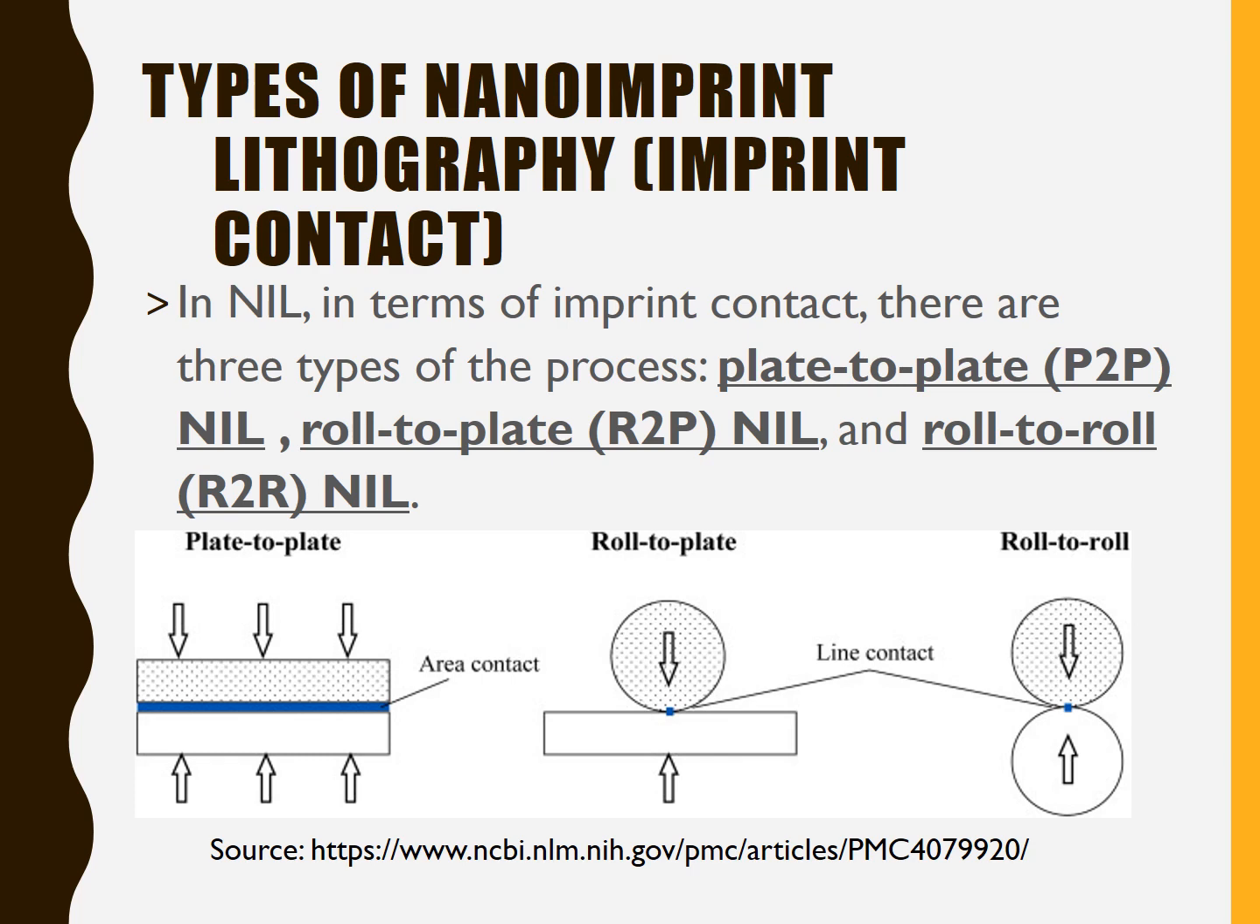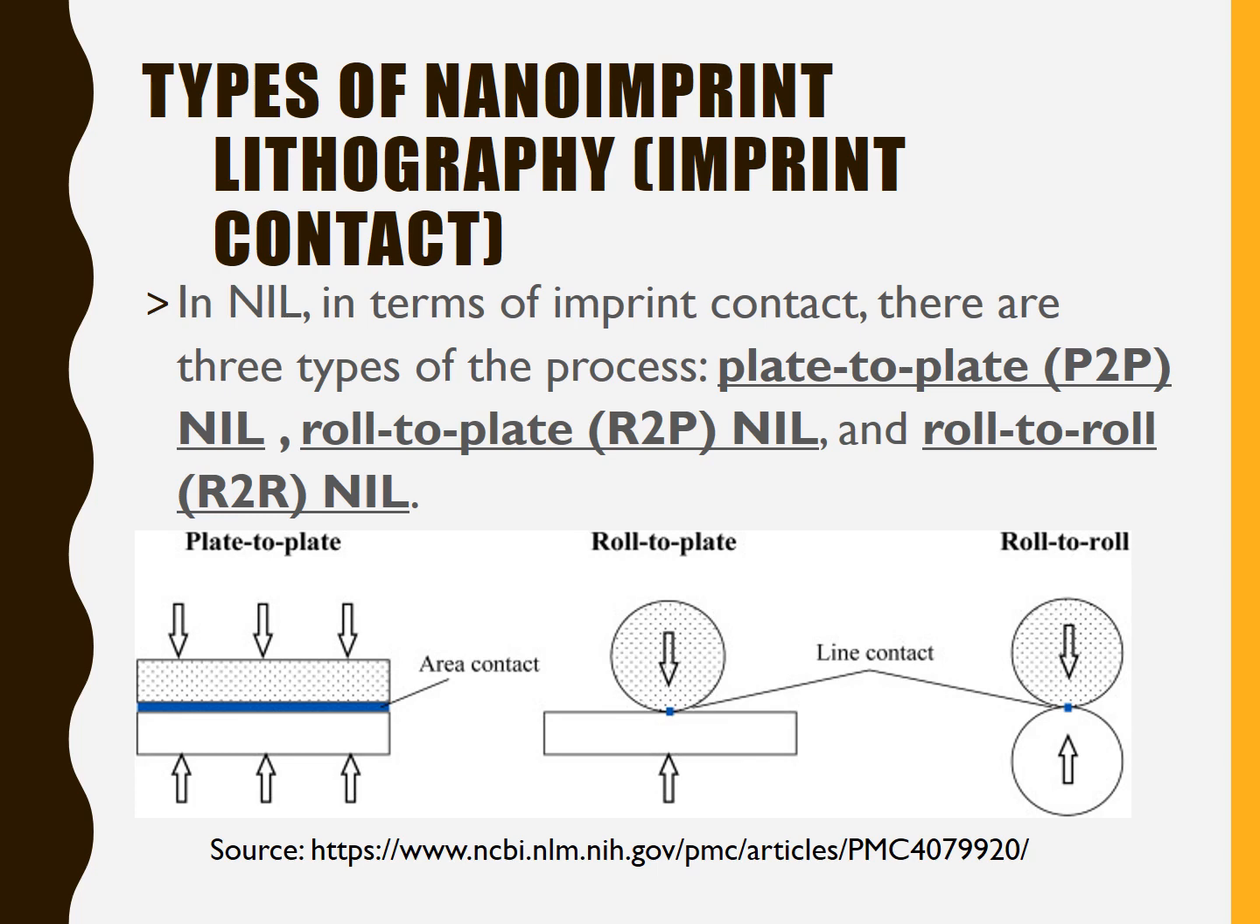Now, talking about some types of nanoimprint lithography, but now talking a little bit more about the imprint contact environment. This is a different environment from the first one we discussed. Here we have three types of that process: plate to plate, that is P2P NIL, roll to plate, R2P NIL, and roll to roll NIL.